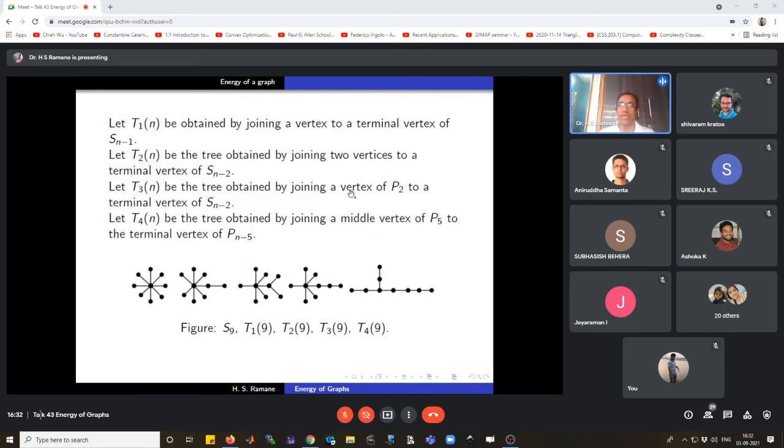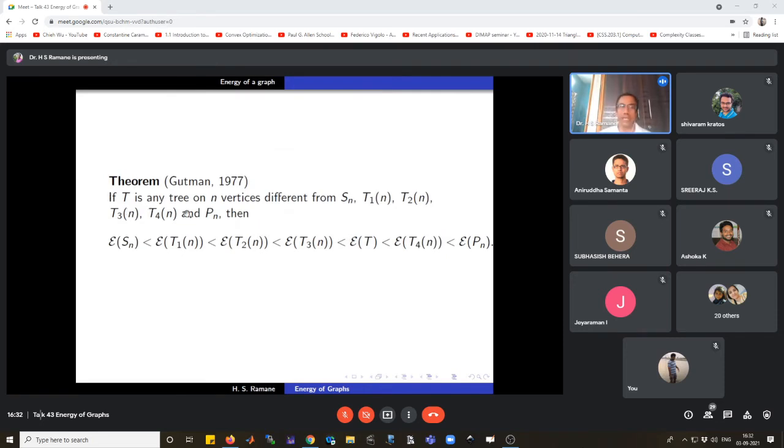Then if you calculate the energies among these, the energy of this star is strictly less than the energy of T1, less than the energy of T2, less than the energy of T3, less than the energy of any other tree, less than the energy of this T4, and then it is less than the energy of P_n. Here, the other tree is any tree on n vertices different from the star, T1, T2, T3, T4, and P_n. Strictly it is.